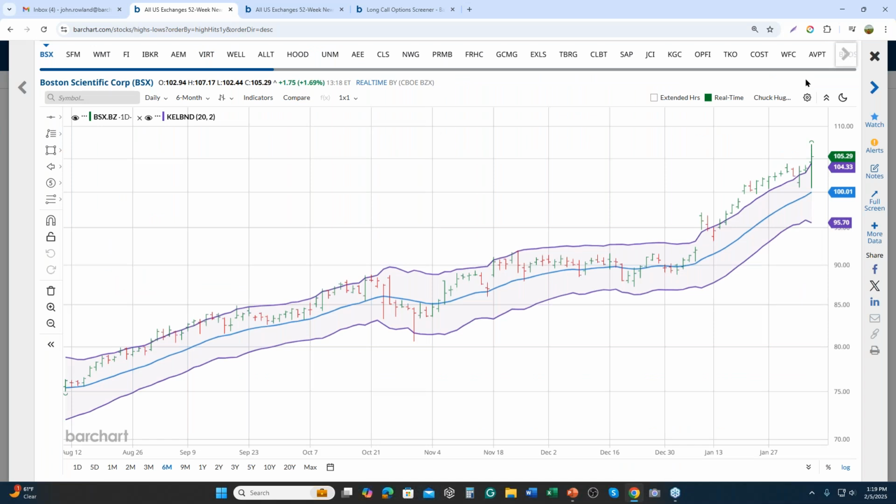All right, so let's go back to our 52-week highs. Again, I have a template that I made for you. This is the Keltner channels. Now, I know you use a slightly modified Keltner channel, but this one, for folks watching at home, is a 20-day moving average with a 2 ATR upper and lower band. In this case, we're looking at Boston Scientific.